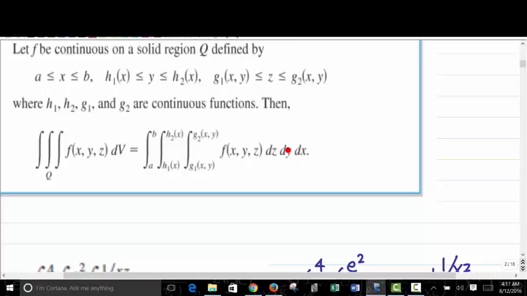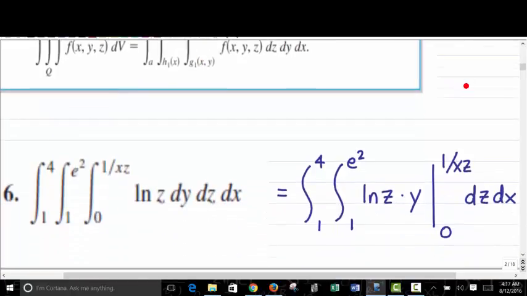So let's say you move to dy, and let's look here in the middle. Notice that has an h1 of x and h2 of x, meaning it can only be with respect to x. And then just like before with double integrals, the outside limits must be numerical. So for example, if dy was first here, that means this first integral can only have x's and z's in it.